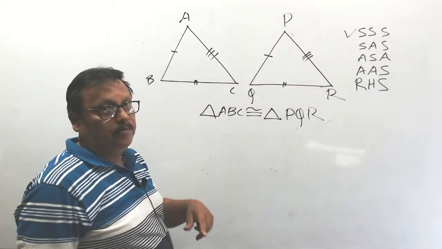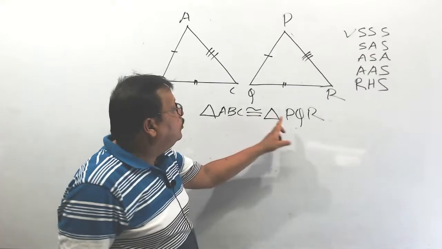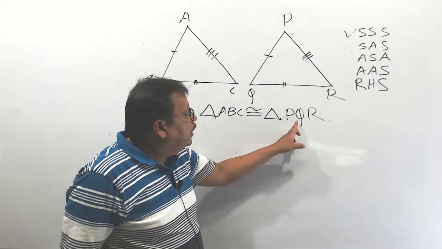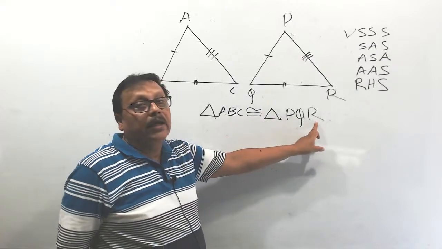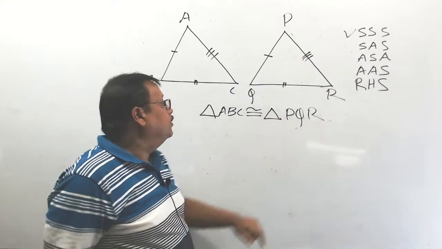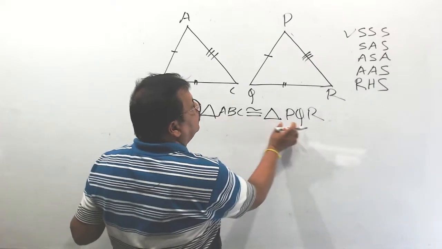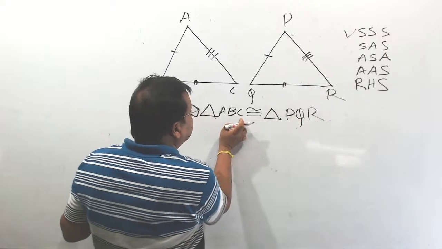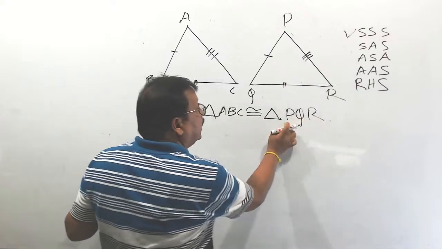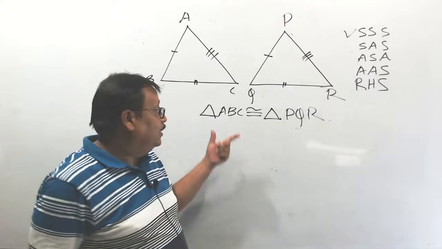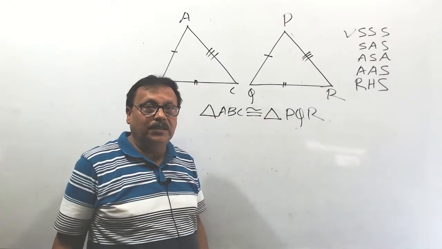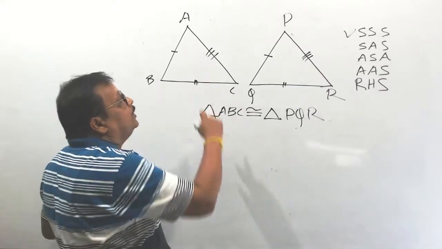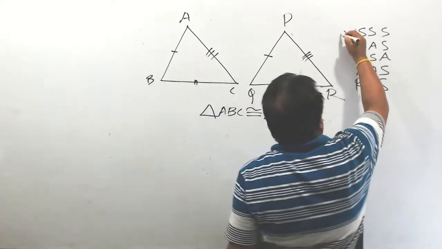Okay, in order. That is, angle A will be equal to angle P, angle B will be equal to angle Q, angle C will be equal to angle R. Understood? And AB will be equal to PQ, BC will be equal to QR, and CA will also be equal to RP. This is the way of writing. These two triangles will be congruent. That is for three sides. It is the SSS property.